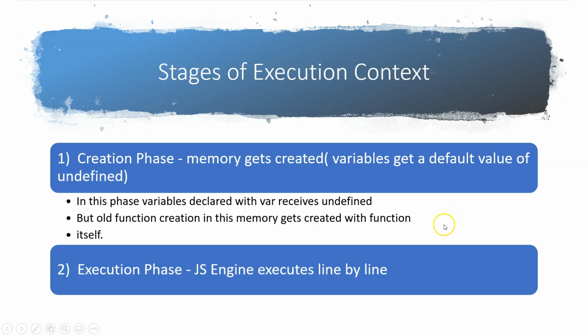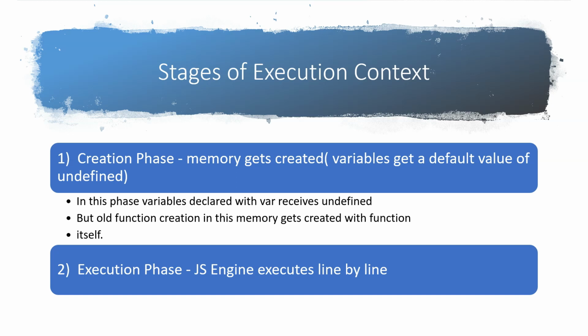There are two stages in the execution context. The first stage is the creation phase. The next phase is the execution phase. Once the execution context gets created, first it will run through the creation phase. In the creation phase, it will scan through the entire file, or if it is a global execution context, the entire content available within its context, and it will create memory for all the variables.